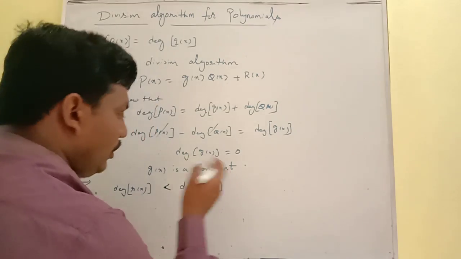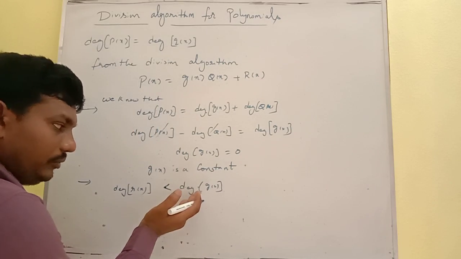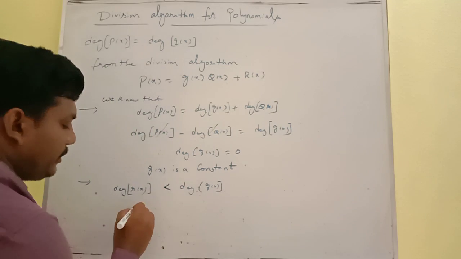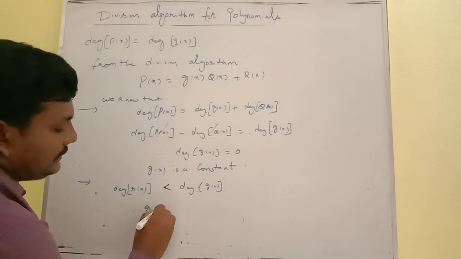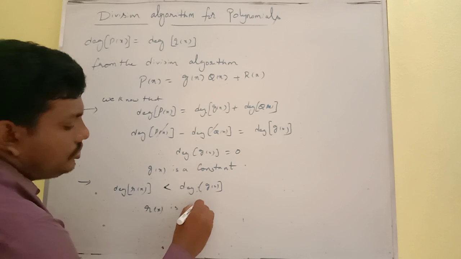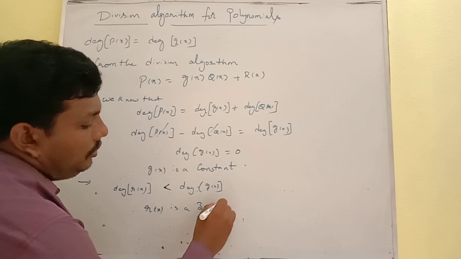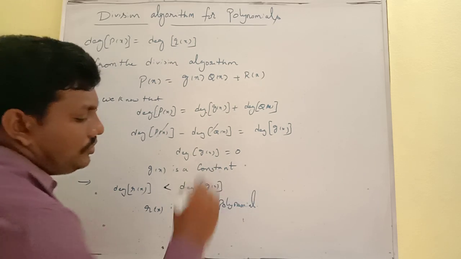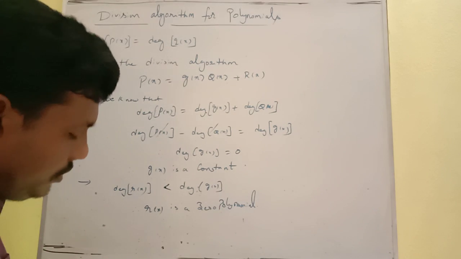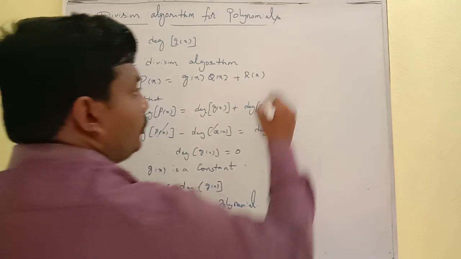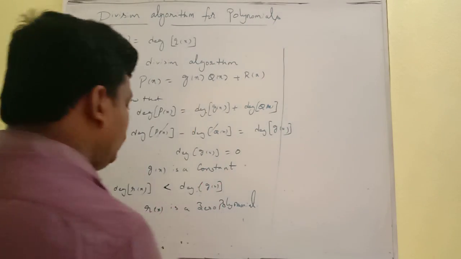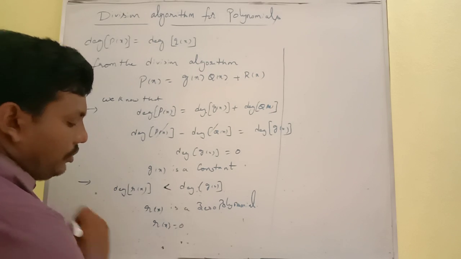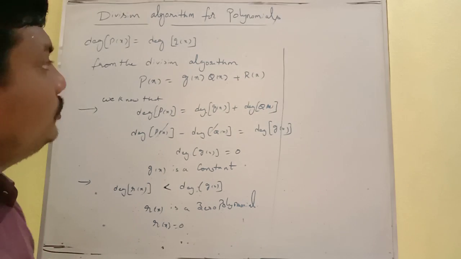That means that is a constant. This is always less than a constant. Less than a constant, therefore r of x must be the 0 polynomial. Now we have to give examples for this. This is the 0 polynomial, that is, r of x must be 0.